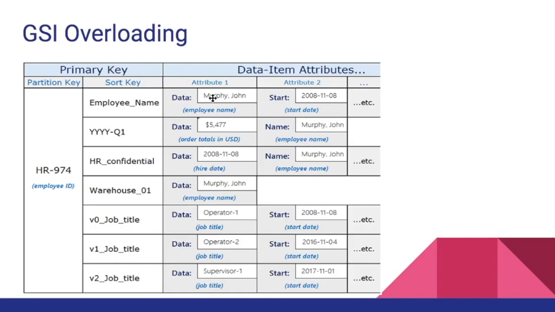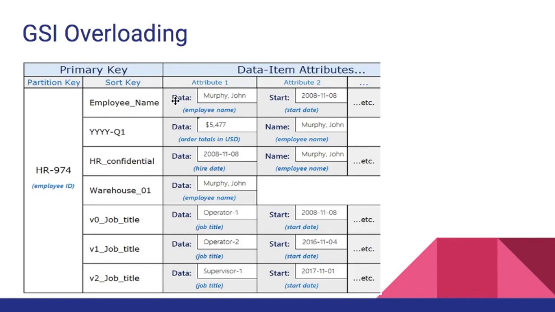For example, here it's Murphy John, which is an employee name. So the prefix could be EMP#, or it could be anything. Maybe for the date, the prefix could be DATE#. Now, once we have prefixed these data values, we can query this index with DynamoDB operators like begins_with, between, etc. So we can say begins_with EMP#, and it will return all the data items where the entity type is employee name. So we call this GSI overloading.